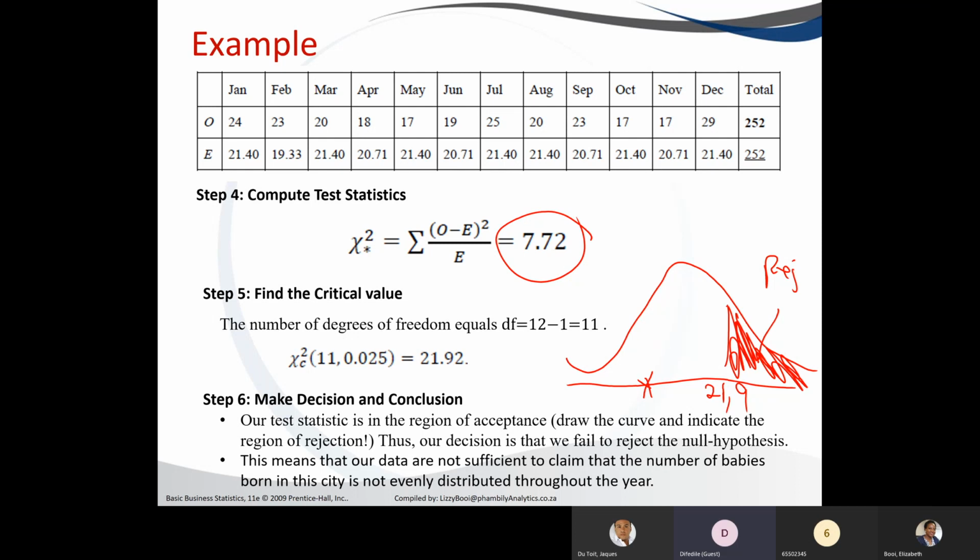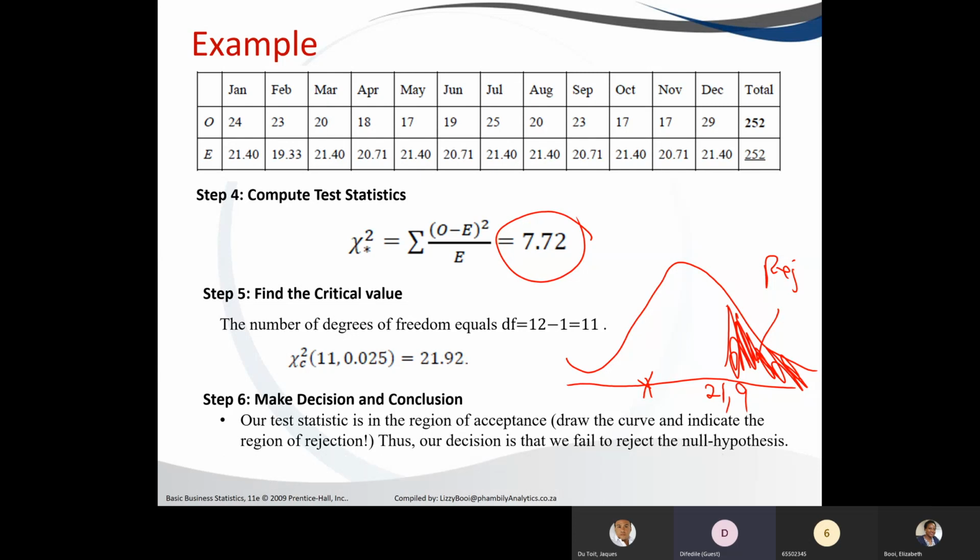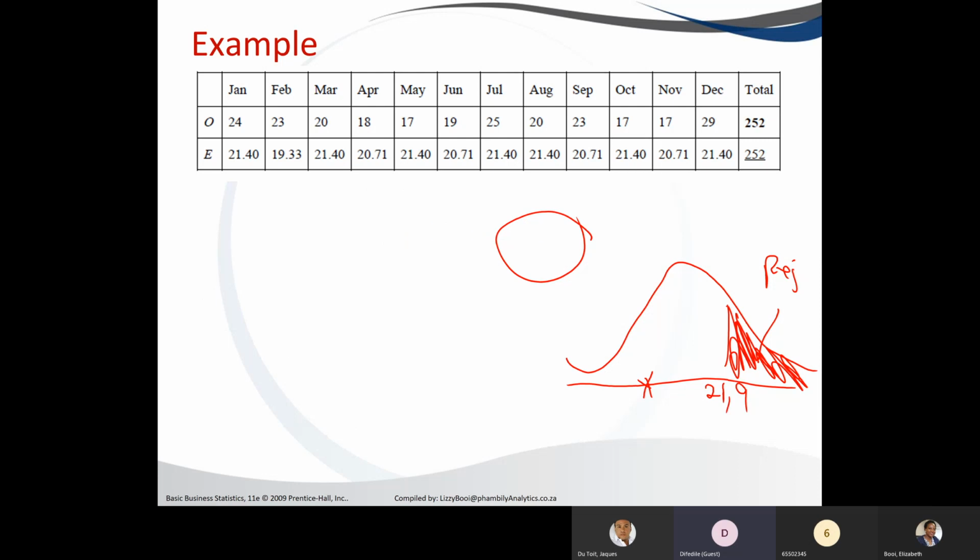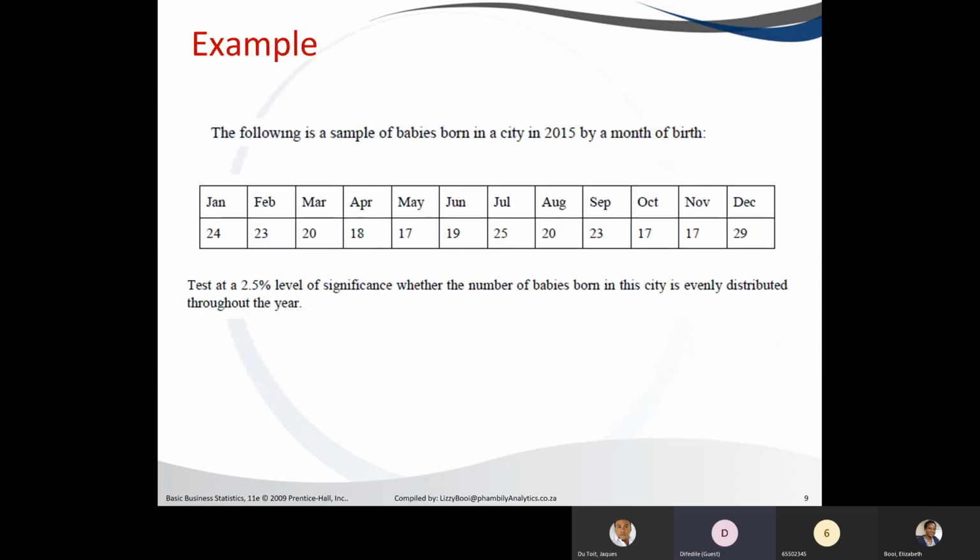Miss Bui, can you just go? I understand everything, not everything entirely. I just don't understand how you got that expected value of 221.40 for January. Can you go back to that slide for me so that I can check it out?